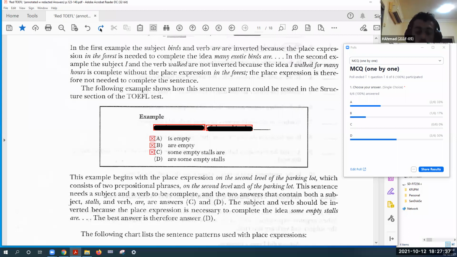Is there a subject and a verb? Yes. We have both, right? We have a subject and a verb, but they're not in order. All right. We inverted them. Okay. Why do we invert them? What's the reason to invert them?